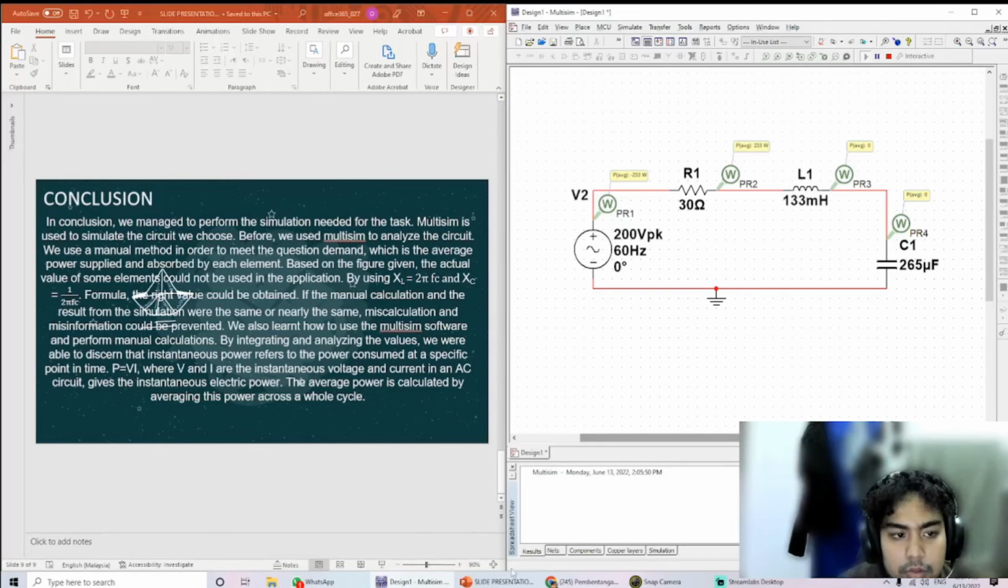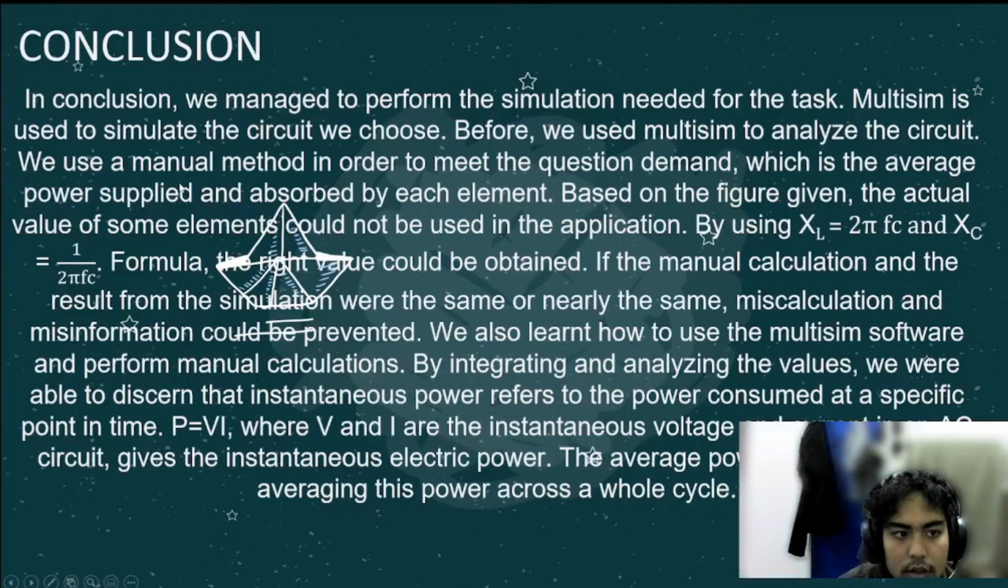Now we go through the conclusion. In conclusion, we managed to perform the simulation needed for the task. Multisim is used to simulate the circuit we chose. Before we used Multisim to analyze the circuit, we used a manual method in order to meet the question's demand, which is the average power supplied and absorbed by each element. Based on the figure given, the actual value of some elements could not be used in the application.